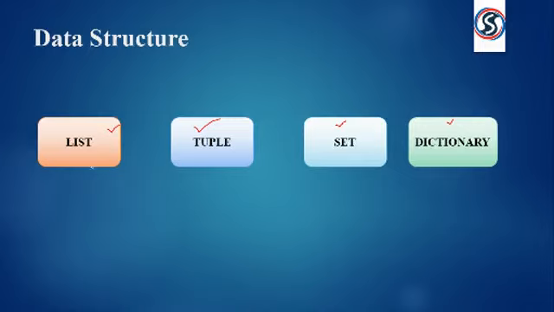Whenever we have to define a list in Python, it is enclosed in square brackets. I can write like this: suppose I am writing a, 1, 2, c. These are the elements of the list.